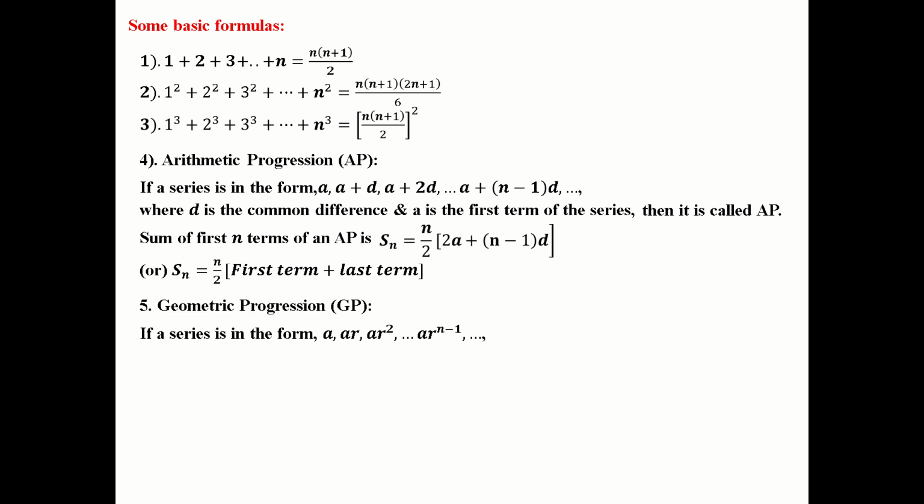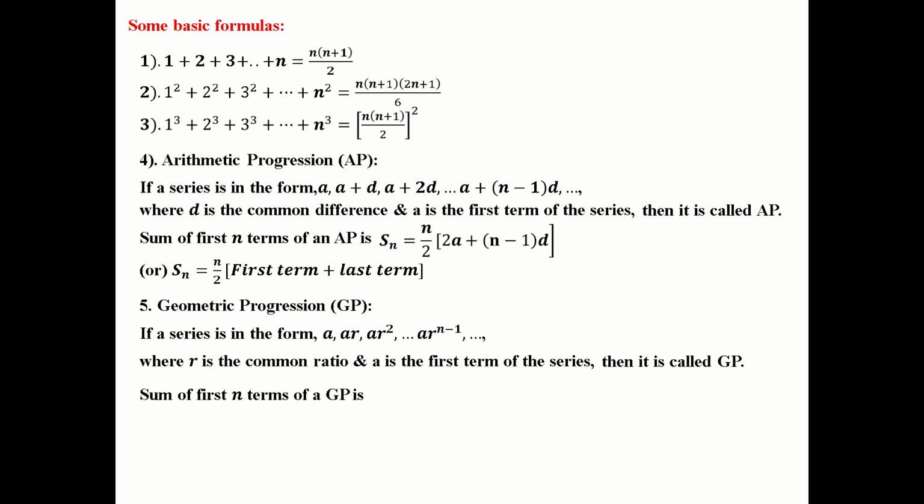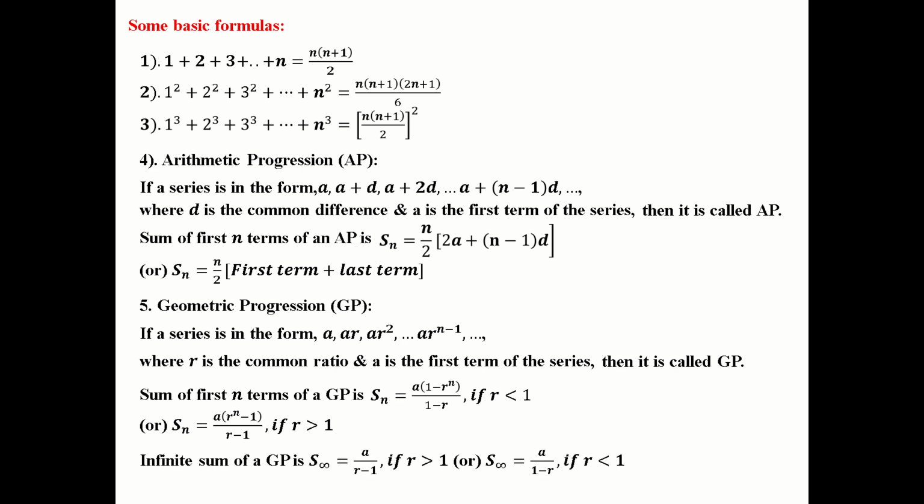Geometric progression, GP: A, AR, AR square, etc., A r power n minus 1. R is the common ratio, A is the first term. So this is GP. Sum of first n terms Sn is equal to A into (1 minus r power n) by (1 minus r) if r is less than 1. If r is greater than 1, the formula is A into (r power n minus 1) by (r minus 1).